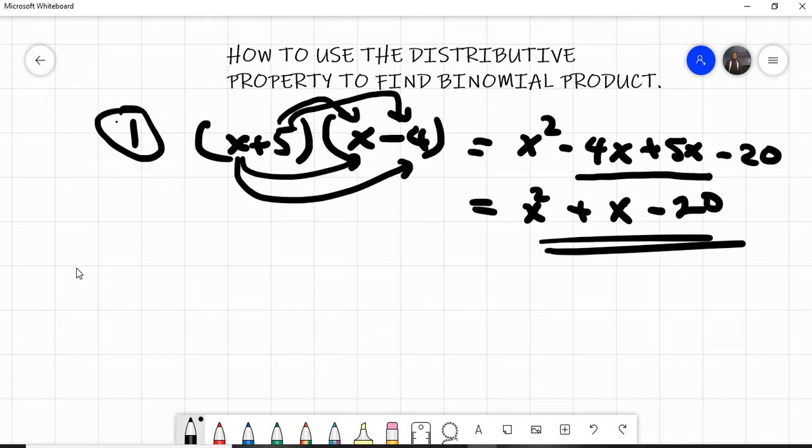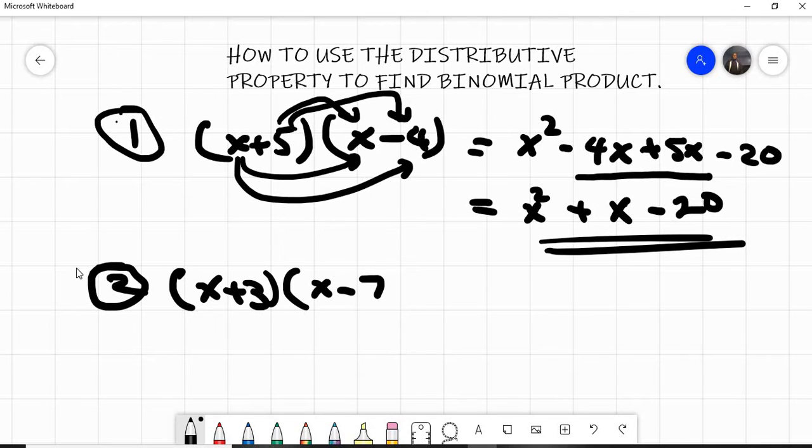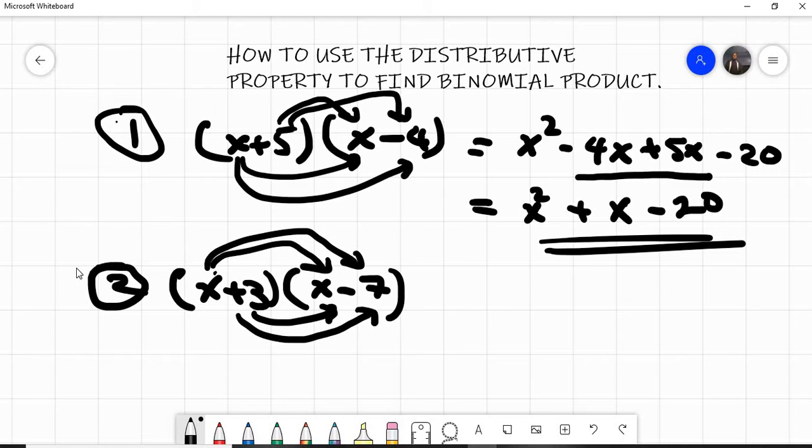And then the second example, example 2. We are given x plus 3 times x minus 7. Our lesson for the day is very easy. We multiply x to that number x, and then x to the negative 7, plus 3 to the x, and then plus 3 times negative 7.